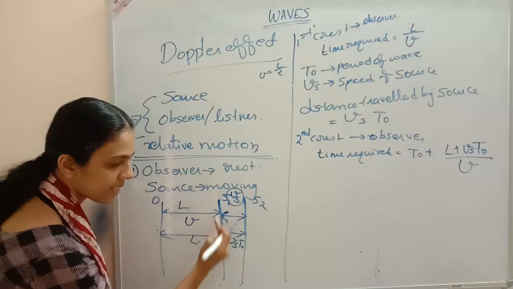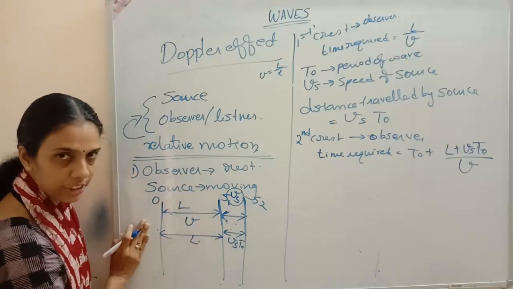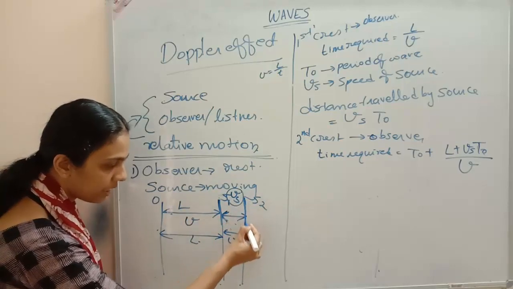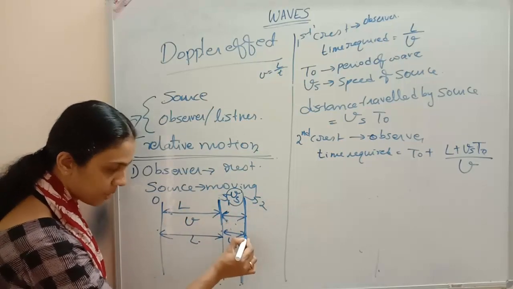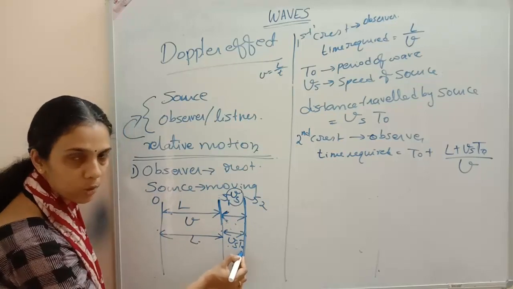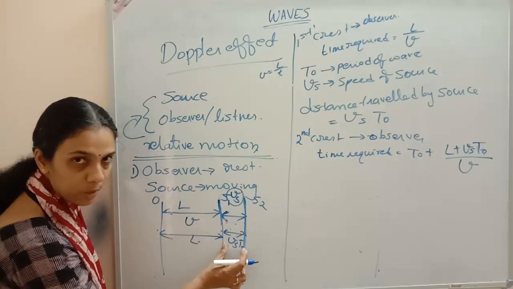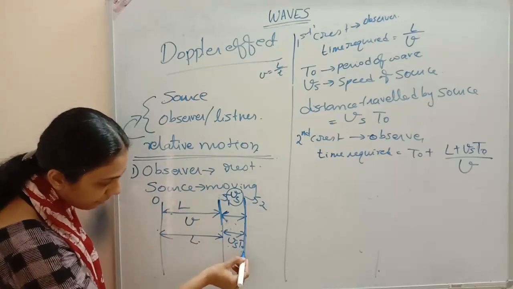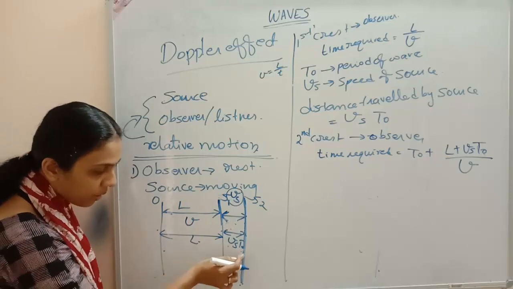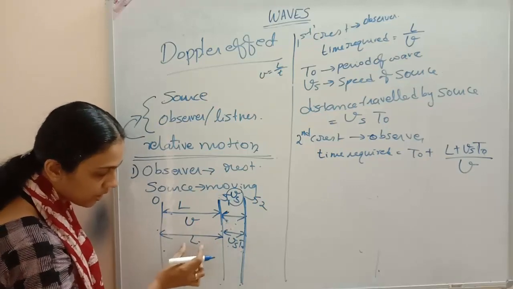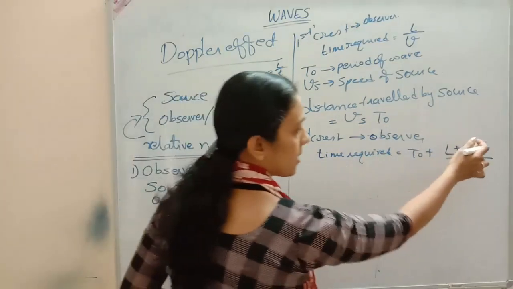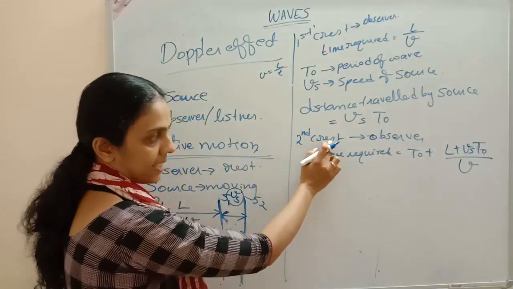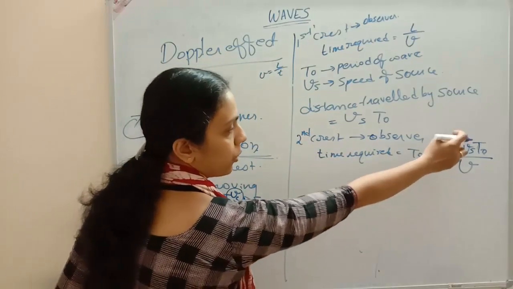So the first crest started from here and reached the observer here. Now the second crest, for traveling from S1 to S2, covered Vs into T0 distance. For that it took time T0. And from here to here it should travel. For that, how much distance has it covered? Vs into T0 plus L. So L plus Vs into T0 divided by V. Okay, this is for the second crest. T2 equals T0 plus (L plus Vs T0) by V.